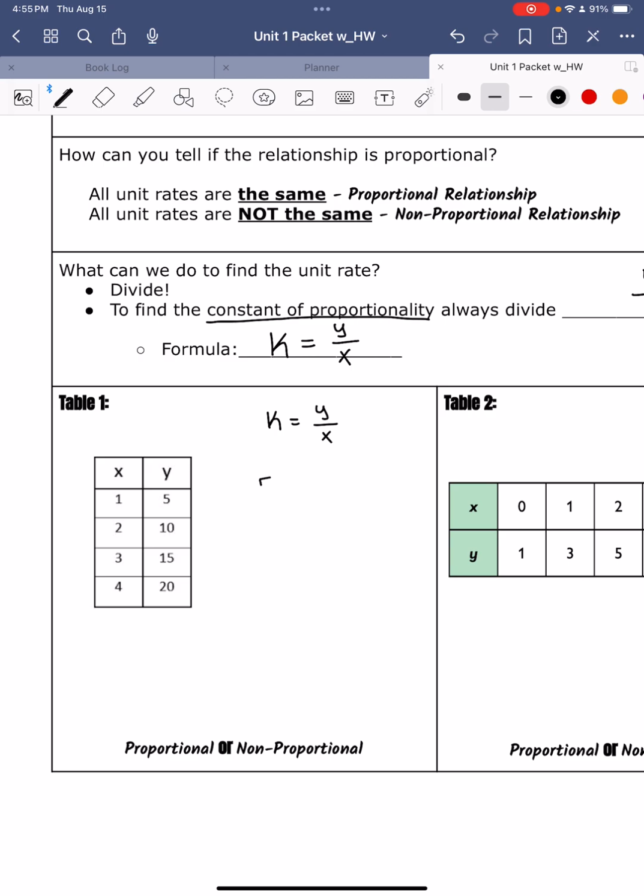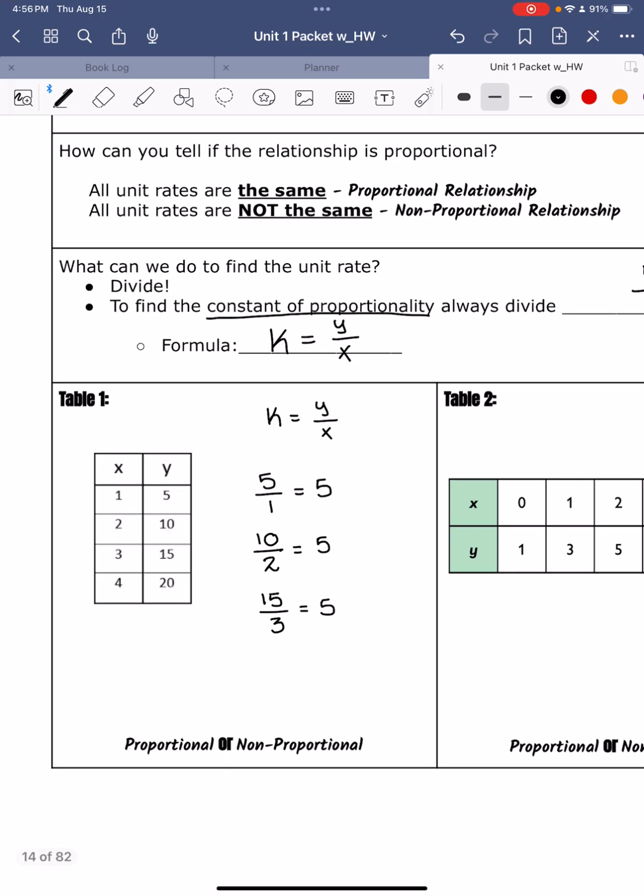I'm going to go ahead and do the first one. My first one would be y divided by x, so 5 divided by 1. Next one would be 10 divided by 2. Well, 10 divided by 2 is also 5, so far so good. Next one would be 15 divided by 3, which is also 5. Remember, we have to check every single one. We can't just assume. And then 20 divided by 4. Well, 20 divided by 4 is also 5. So this would be a proportional relationship because all the unit rates are the same.